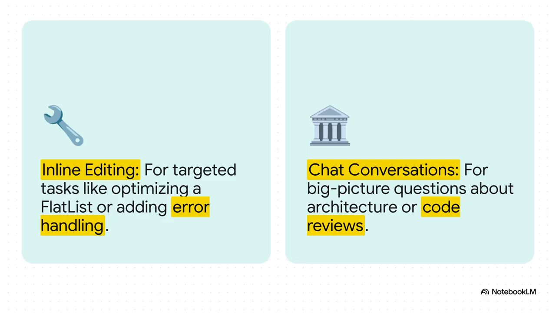For those really focused, in-the-moment tasks, you'll use inline editing. You just highlight a block of code, hit Command-K, and tell it what to do. Optimize this SlotList, or add proper error handling to this function. Simple. But for the bigger picture stuff, like architectural questions or asking for a code review, that's when you'll open up a chat with Command-L and have a more in-depth conversation.